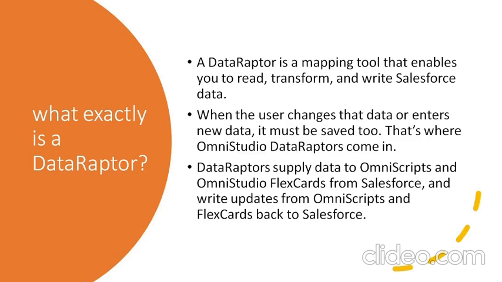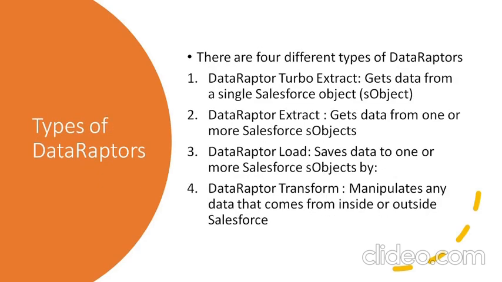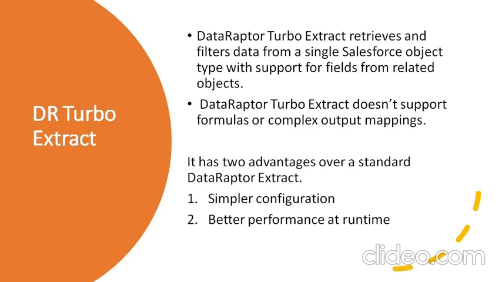Here we have different types of DataRaptor. Let's see what are those. We have four types of DataRaptors: turbo extract, extract, load, and transform. Each of these DataRaptors is used in its own scenario. Let's see when we can use the turbo extract DataRaptor. If we want to get data from only one object, then we will be using this turbo extract DataRaptor. This is a new DataRaptor introduced by Vlocity in the Summer 21 release.